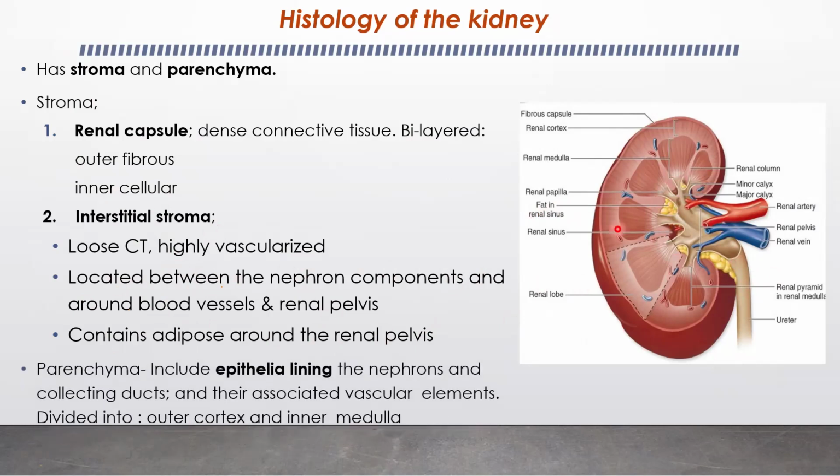Okay, then for the parenchyma, this will contain epithelial lining. Why? Because it contains the nephrons and the tubules, the collecting ducts. So that's the reason why it's epithelium, and the epithelium will be simple cuboidal. It is divided into outer cortex and inner medulla. So this is the outer cortex and the inner medulla. The medulla is made of these pyramid-shaped renal pyramids and the columns.